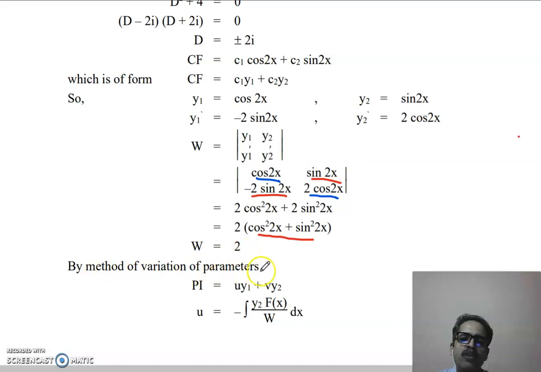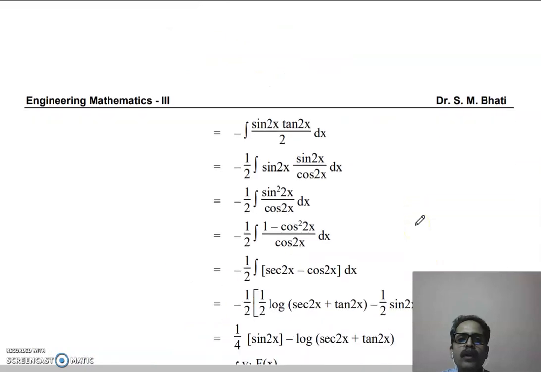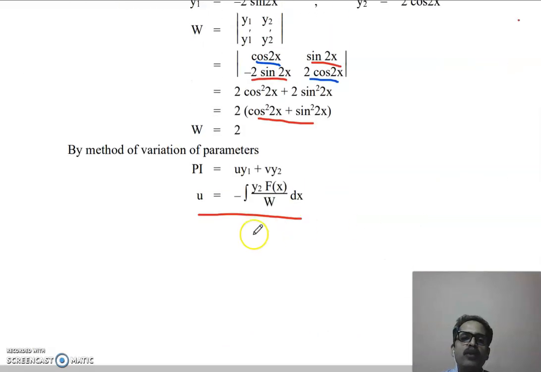By the method of variation of parameters, PI can be written directly by the formula u y1 plus v y2. y1 and y2 we have already obtained. This is y1 and this is y2. Now we have to obtain the values of u and v. We have this formula to find u. So let's find the value of u.